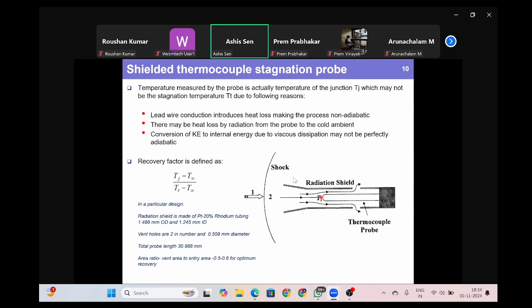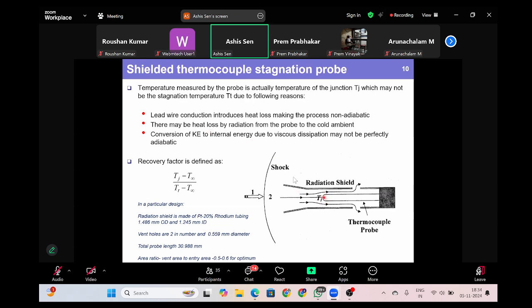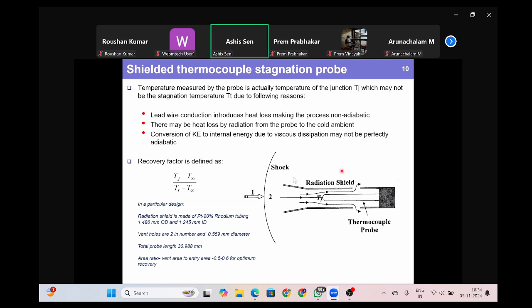Okay. But what happens is there are three types of losses that can still happen. There may be conduction of some of the heat into the lead wire. Okay, so that makes the process non-adiabatic. However, with the radiation shield that you try to put in, there may be some radiation heat loss. And the third type of loss is that the entire kinetic energy may not be converted into the internal energy. Some of it may get lost due to viscosity.